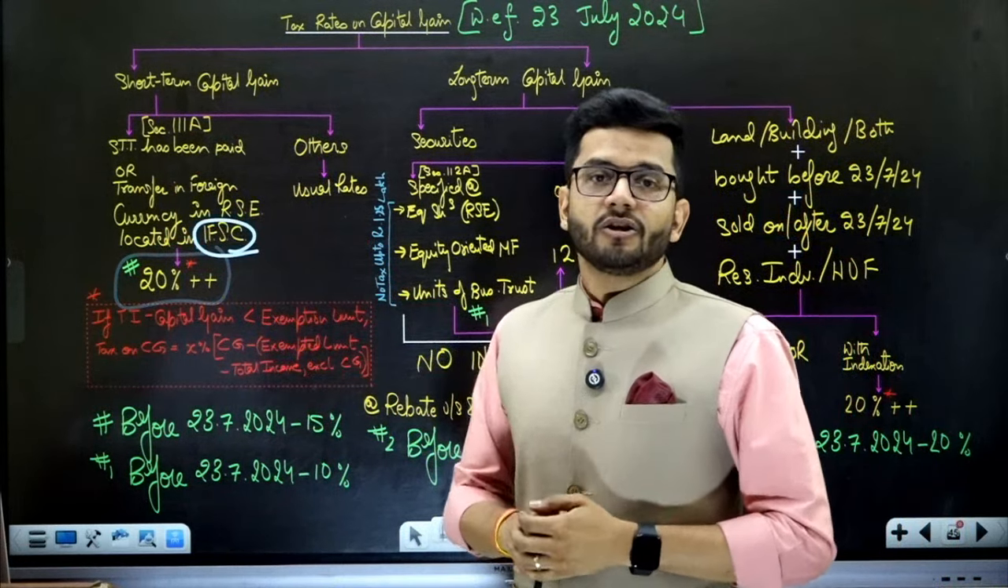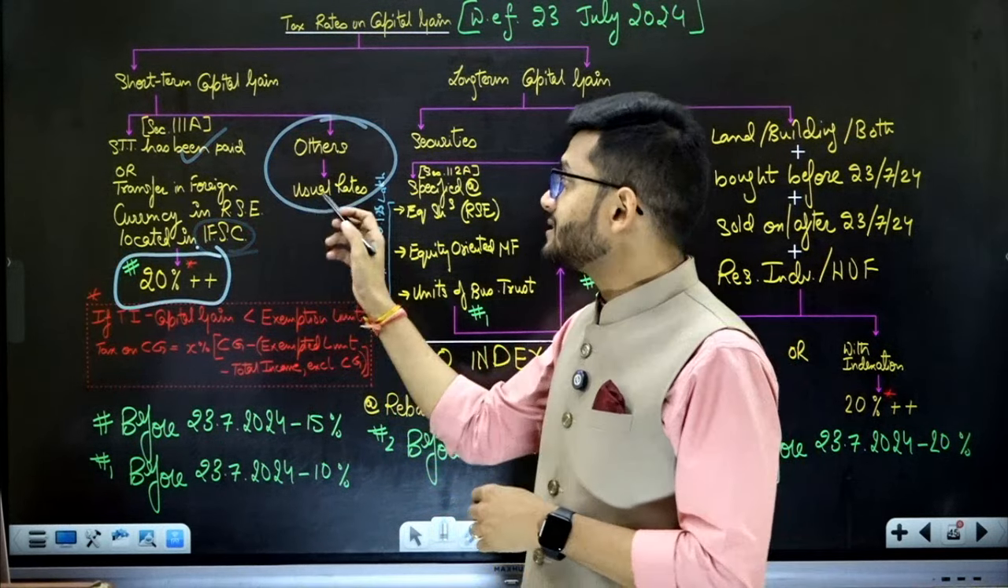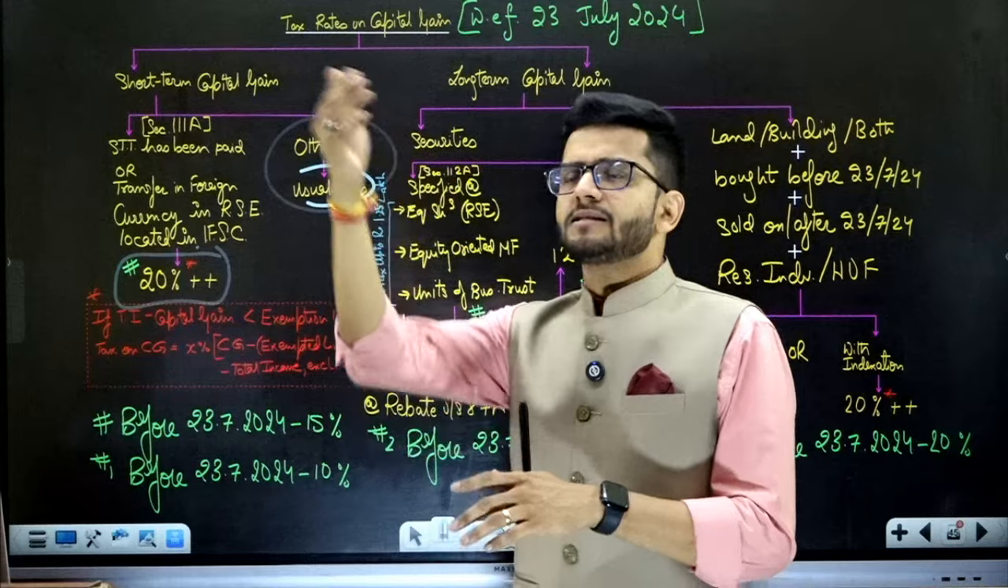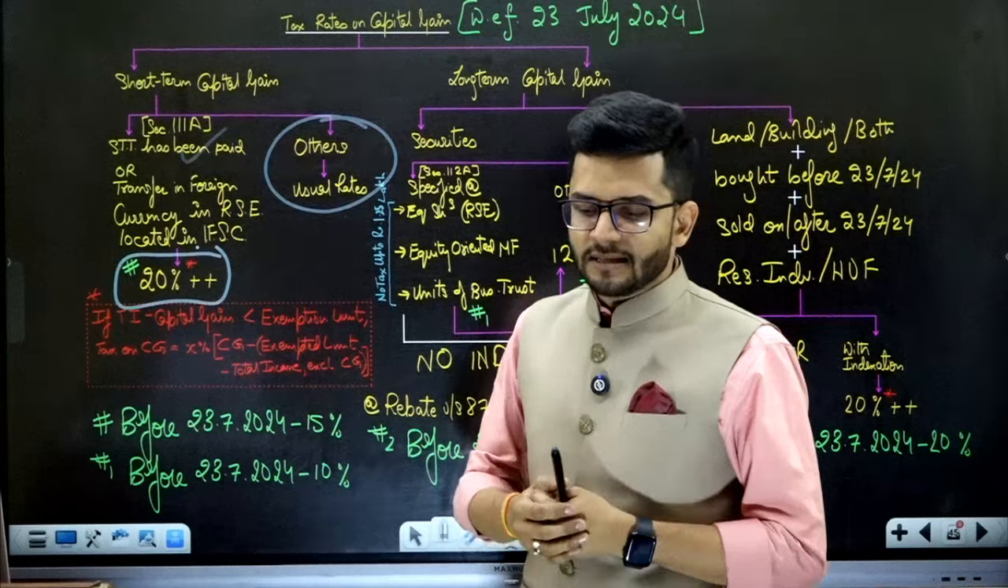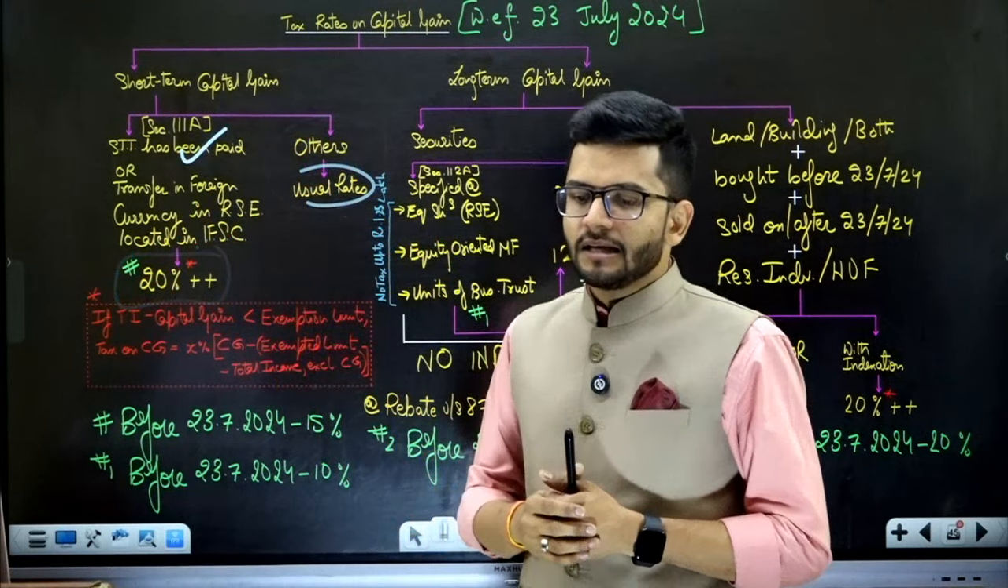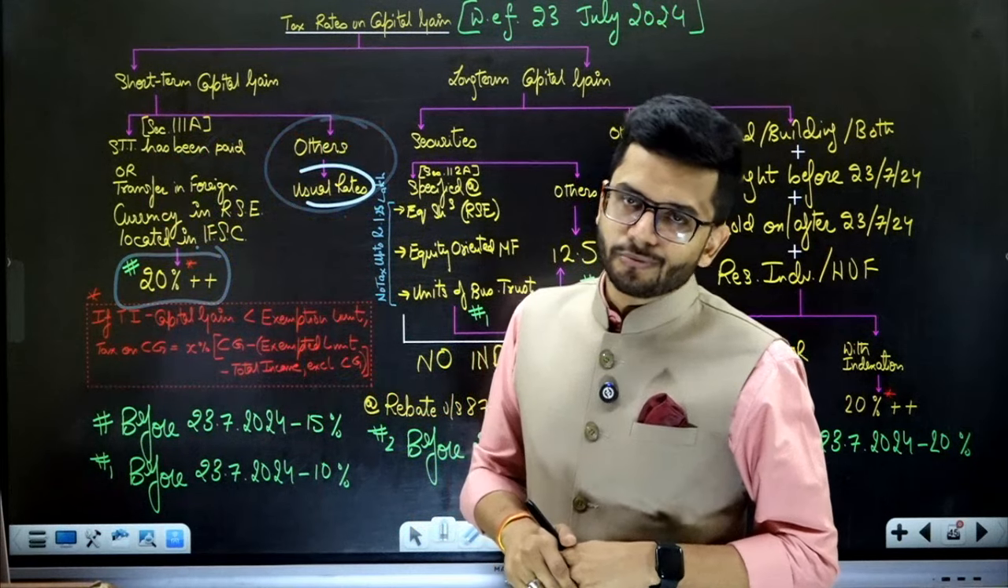Apart from this category of assets, any other assets where short-term capital gain arises, usual tax rates will be applicable, which means slab rate in case of individual, HUF, for company the fixed tax rate, for the firm fixed tax rates, whatever the usual tax rate which we had already studied, those will be applicable to you.